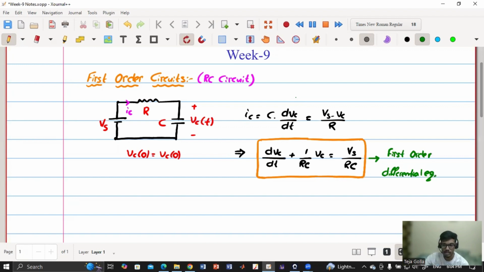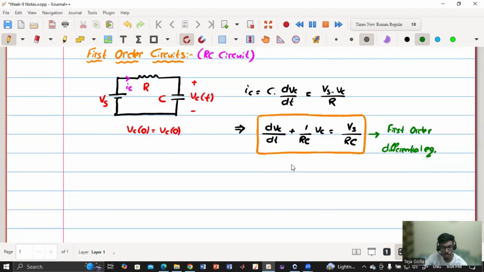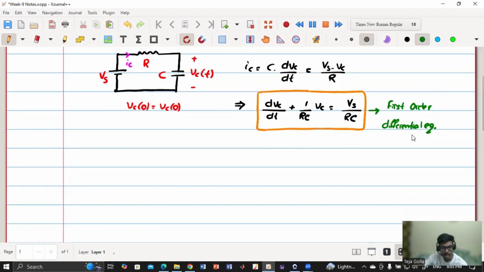For an RL circuit, it will be slightly different, but things will be more or less the same. So using one example, we'll generalize the solution, so it can be applied for any first order circuit. It need not be RC. It could be a network of resistors and capacitors, but still we would be able to apply the same concept. So for generalizing, we have started with a simple RC circuit. In order to get the generalized solution, first we have to solve this.